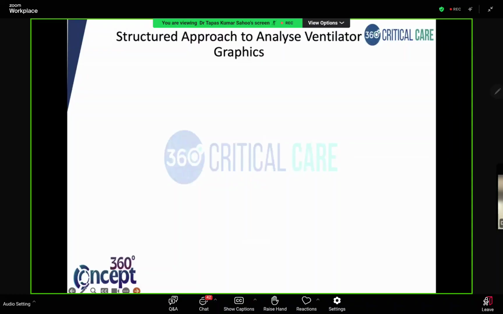Now, at the end, I will be giving you a structured approach to analyze the ventilator graphics. Just remember the steps in the examination, if somebody asks you, can you summarize or analyze the ventilator graphics in a very structured approach?